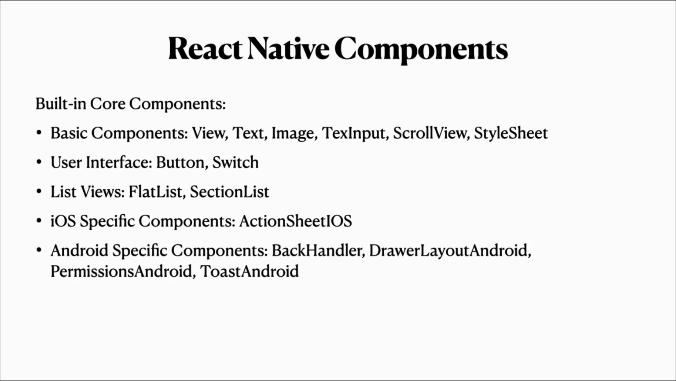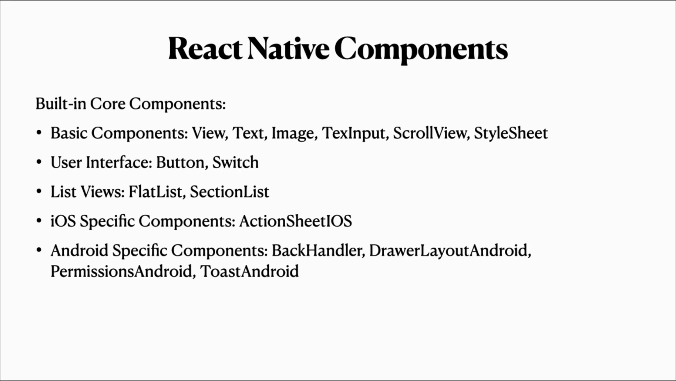Similarly, we have Android-specific components, for example, BackHandler, and these are only available for Android. The BackHandler controls what happens when the user presses the back button. Next, we have DrawerLayoutAndroid, which renders a drawer layout on Android. Then we have the PermissionsAndroid component, and what this does is that if we have a camera in the application or a location we have to track, we have to ask the user for permission to allow the use of the camera or the location.